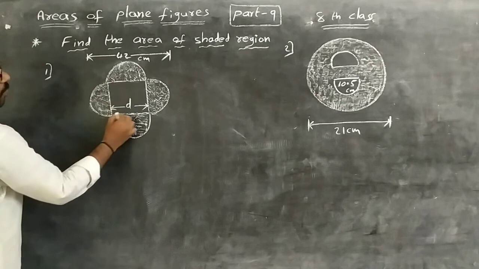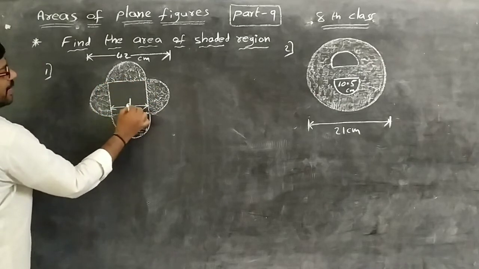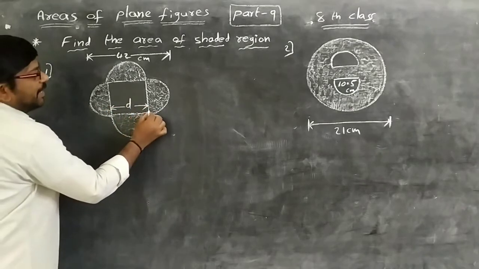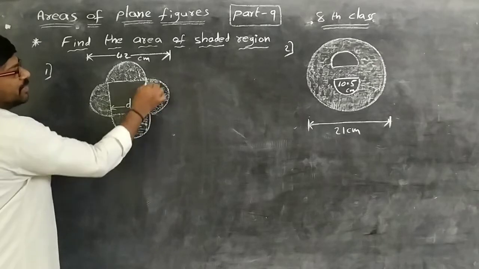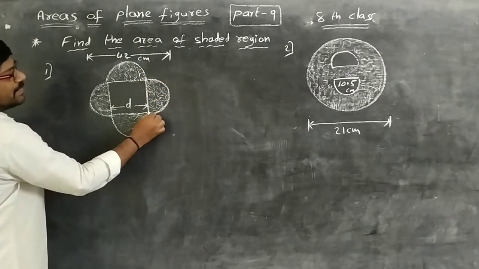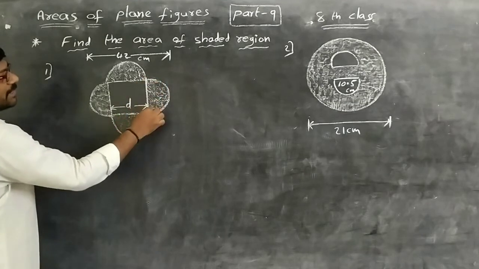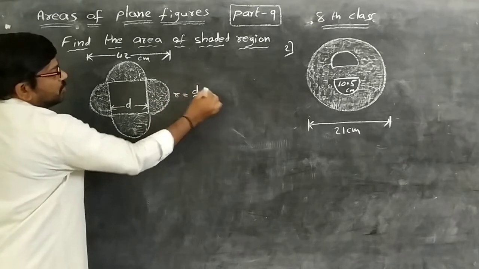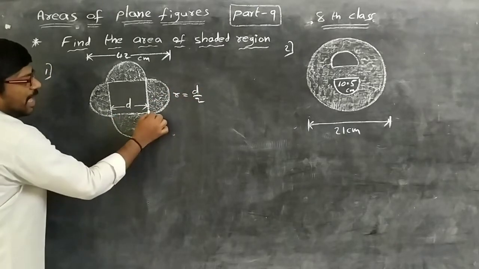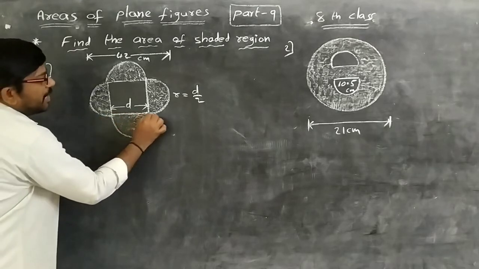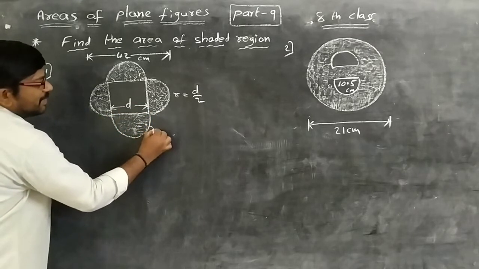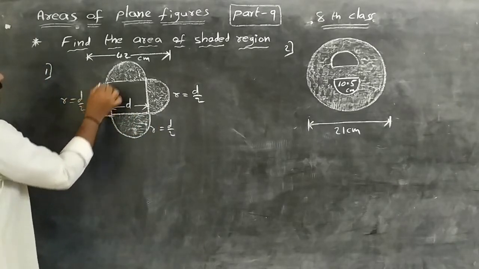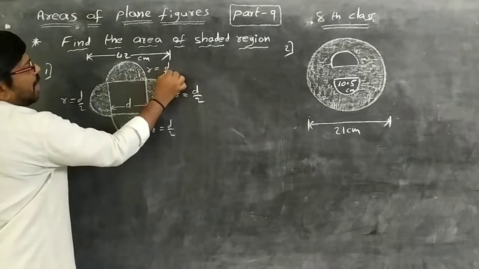Here it is a square. Its side is d centimeters. From here to here, it is d centimeters. Then it is also d centimeters. So it is a semicircle. Its diameter is d. Then what is its radius? R is equal to d by 2. And it is also another semicircle. Its diameter is d, its radius is d by 2, and its radius is also d by 2.